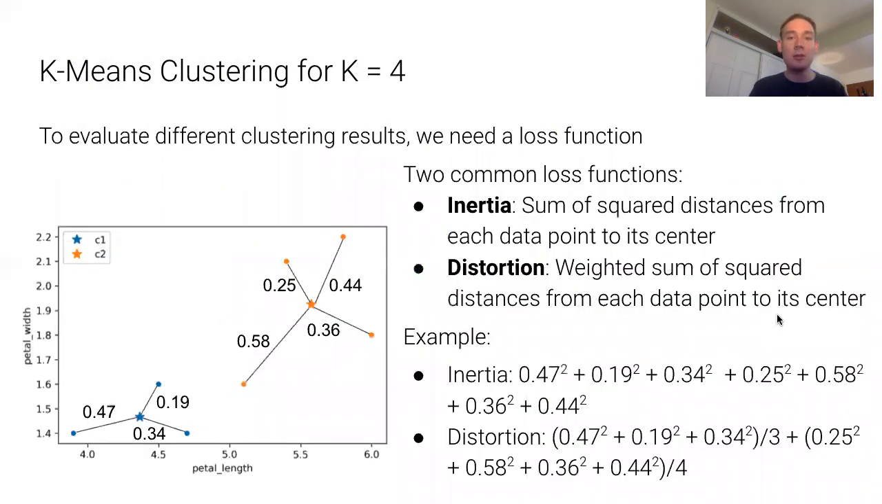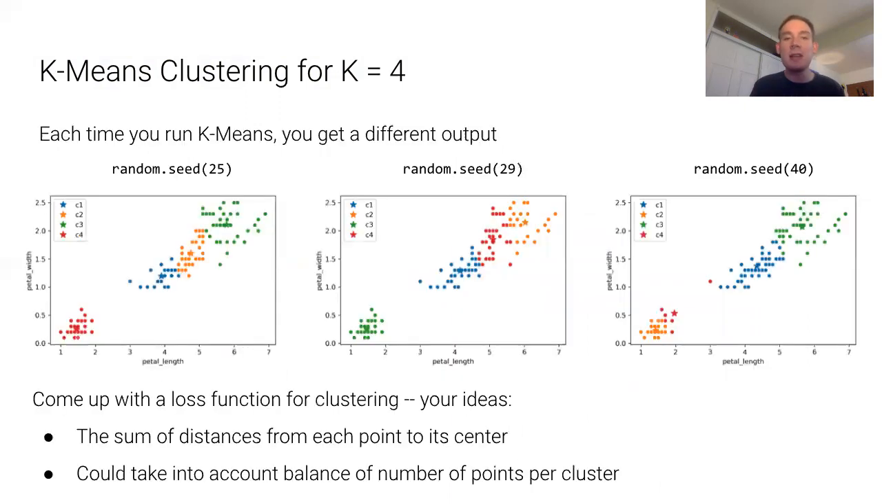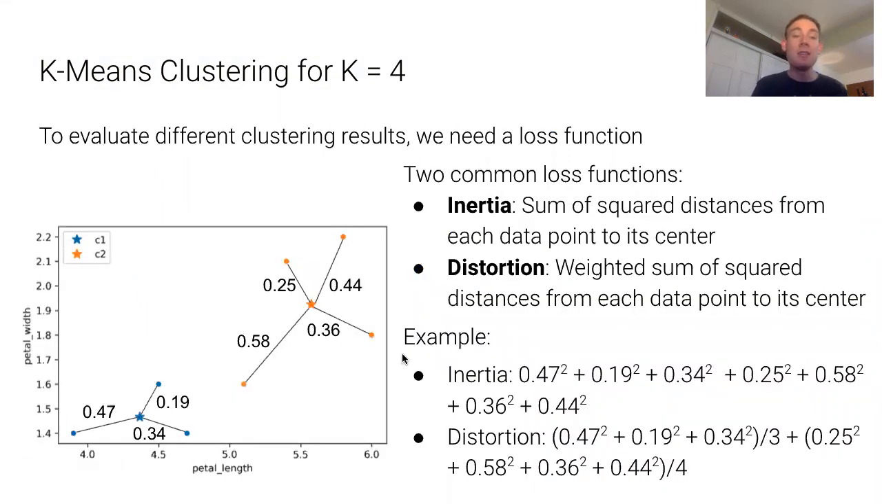So there's actually 2 common loss functions. One is inertia. So what is inertia? Well, inertia we define as the sum of squared distances from each data point to its center. This is very similar to what this student came up with, except we're squaring the distances as opposed to just summing them. You can see here on the slide, we have 7 points, which we've clustered into 2 clusters, blue and orange. The centers are the stars again. And we've labeled this plot with the distance from each point to the center. So this blue point here is 0.19 away from the center. This orange point here is pretty far away, it's 0.58. And what inertia does is it sums the squares of all these distances.